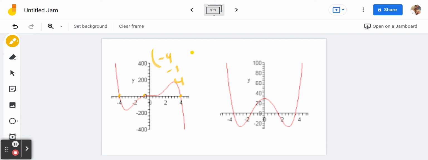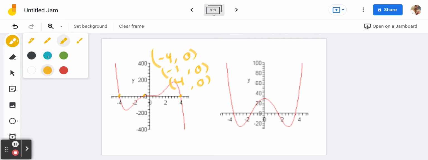You can also write those in point form by adding that 0 because we go nowhere up or down on the y. So there you go. I have 3 zeros here. However, this one over here has 4 zeros at -4, -1.5, +1.5, and I think this is 3.5. So this one has 4 zeros.